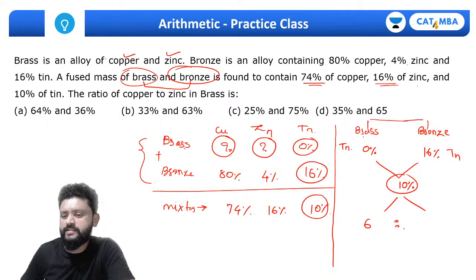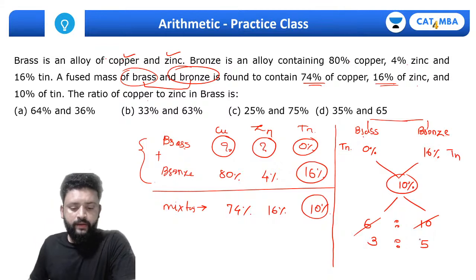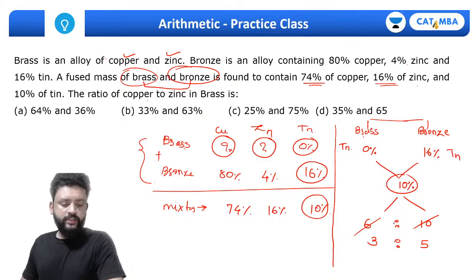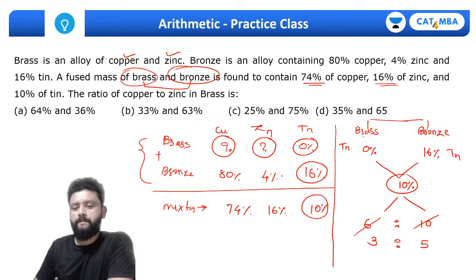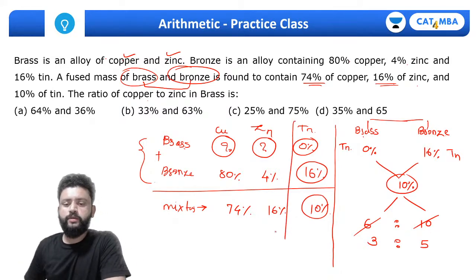So I can say this is 6:10, which comes out to be 3:5. Have you understood this part? So I use the percentage of tin.